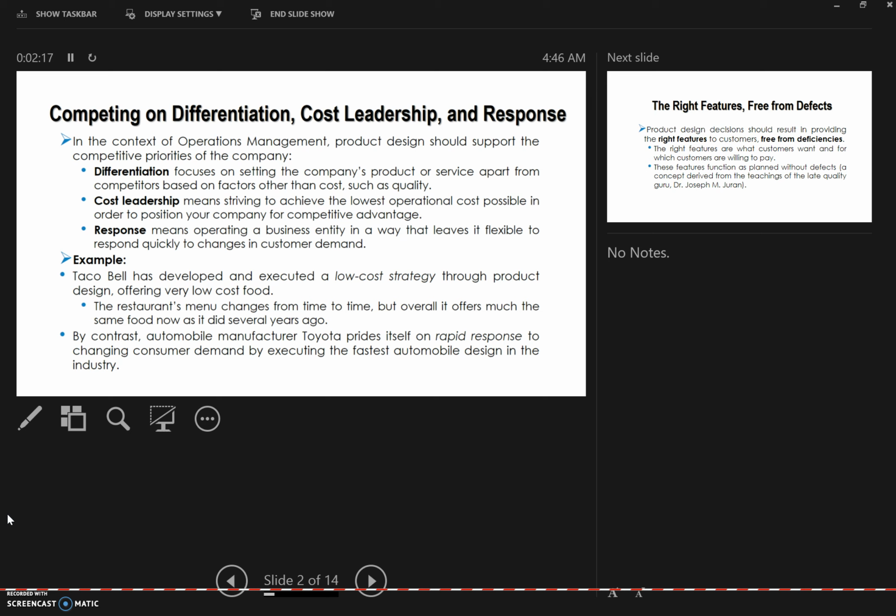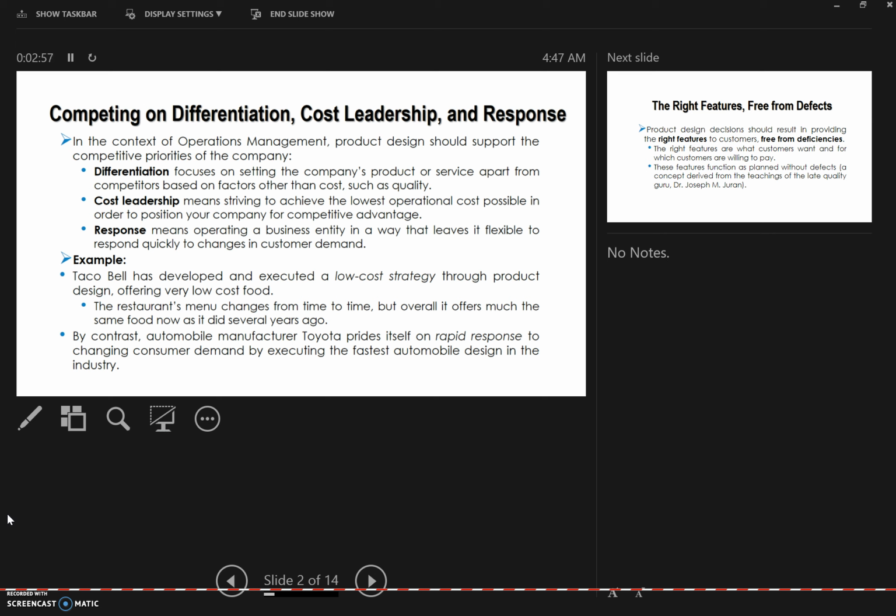In the context of operations management, product design should support the competitive priorities of the company. These priorities may be focused on differentiation, cost leadership, or response. Differentiation focuses on setting the company's product or service apart from competitors based on factors other than cost, such as quality. Cost leadership means striving to achieve the lowest operational cost possible in order to obtain your position for the company and to get a competitive advantage.